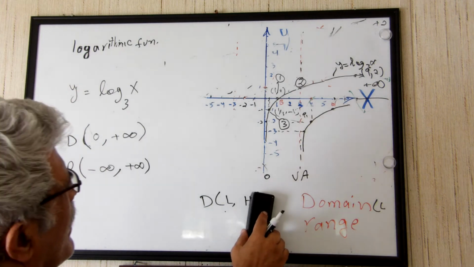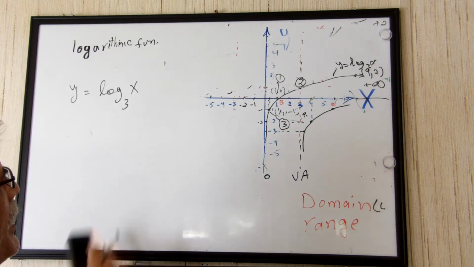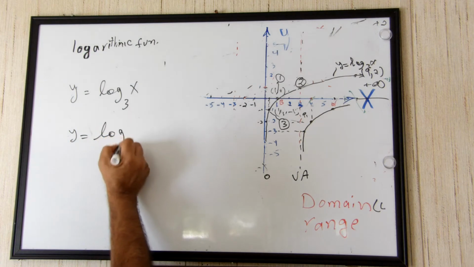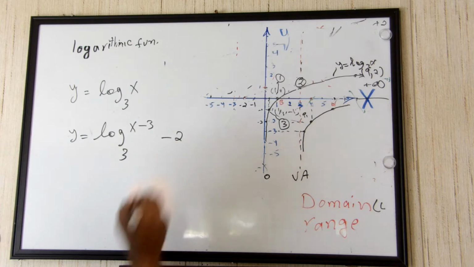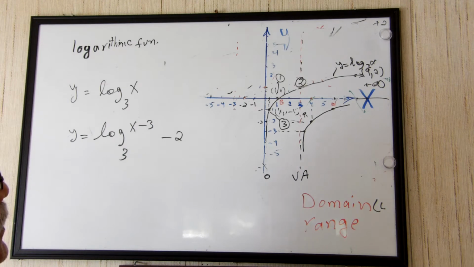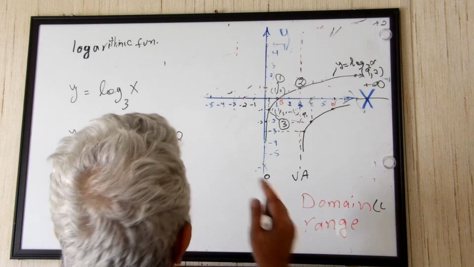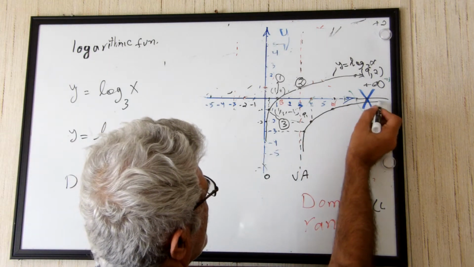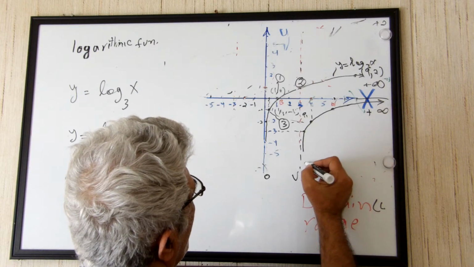Now let's talk about this one. I remember it was like log of 3x minus 3, minus 2. Okay, so this is a little bit different. The domain of this one goes up to plus infinity.